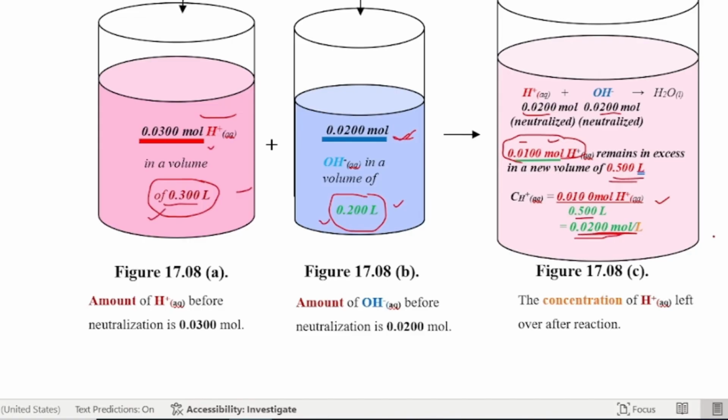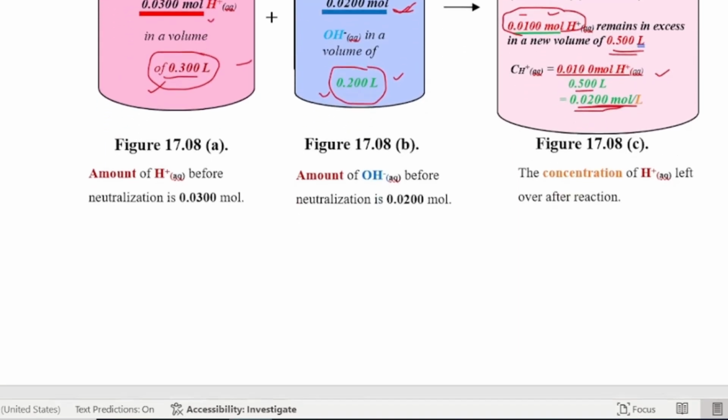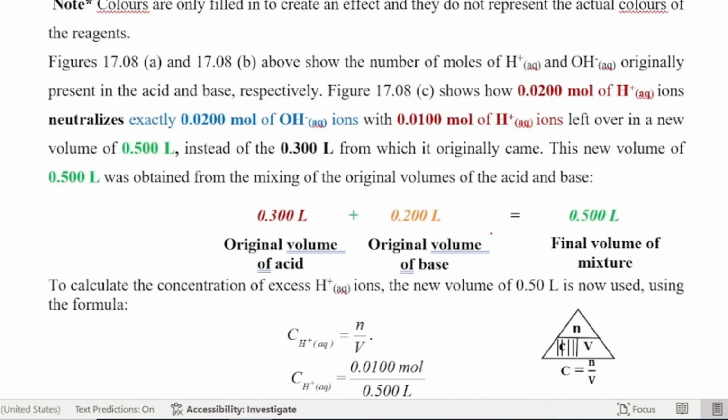Now that we know the concentration there, that can lead us to finding its pH. These are the very points we're making here. That figure shows how that number of moles of hydrogen ions are neutralized by exactly that.